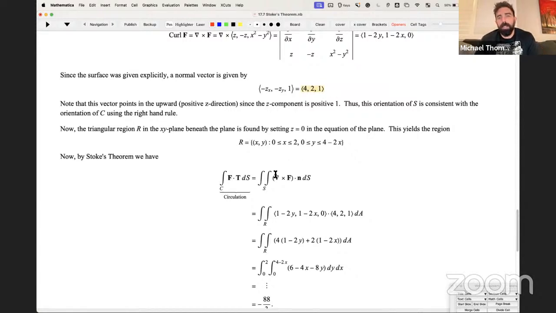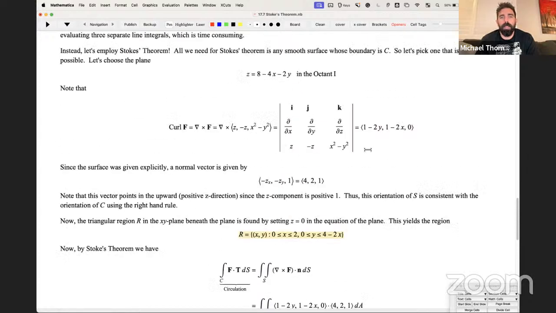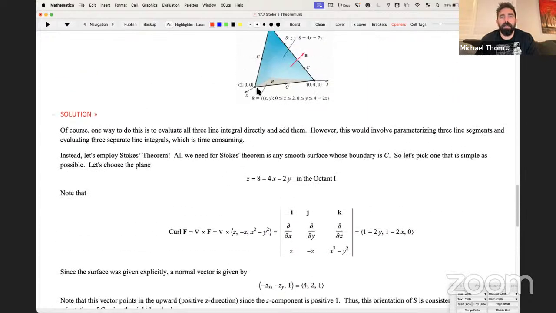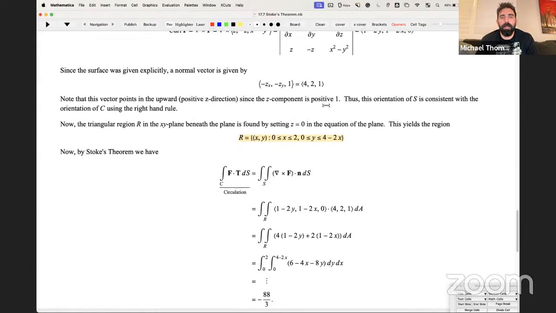Now, since we're doing this explicitly, we're going to be projecting the surface onto the floor. So we need that region R. You can do that now or later, but it's going to end up being a triangle. I'll let you guys figure that out. We've done so much of that stuff, so hopefully you know how to do that.